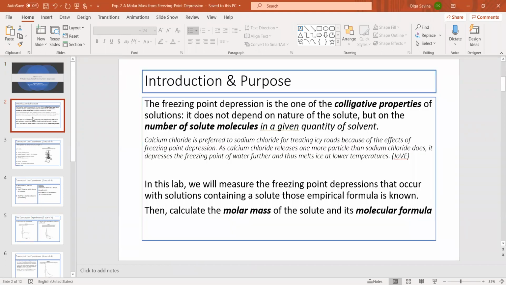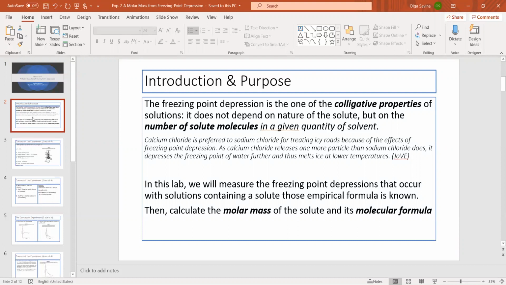Freezing point depression is one of the colligative properties of solutions, which means it does not depend on the nature of the solute, but on the number of solute molecules in a given quantity of solvent. For example, calcium chloride is preferred to sodium chloride for treating icy roads because of the effects of freezing point depression, as calcium chloride releases one more particle than sodium chloride does. It depresses the freezing point of water further and thus melts ice at lower temperatures.